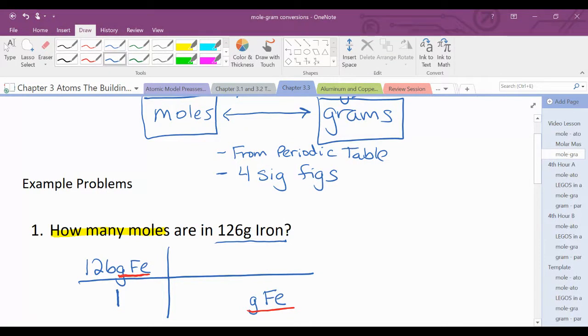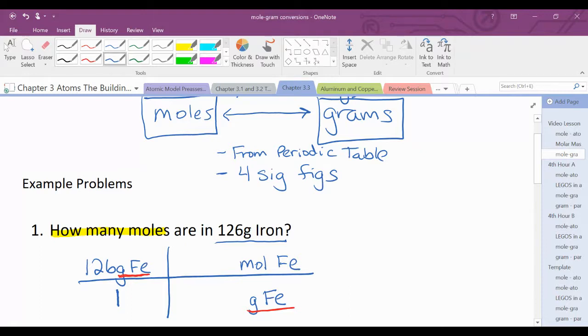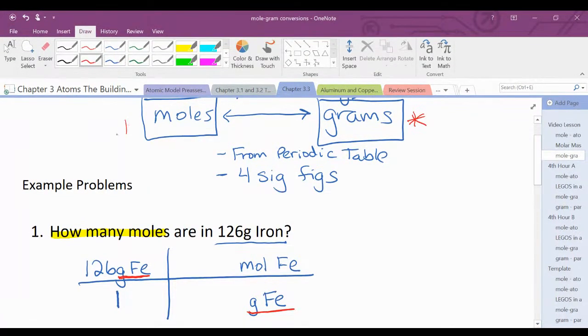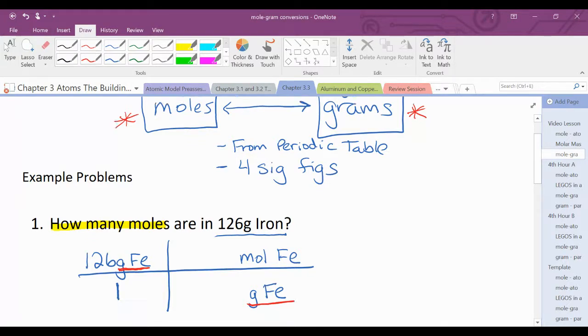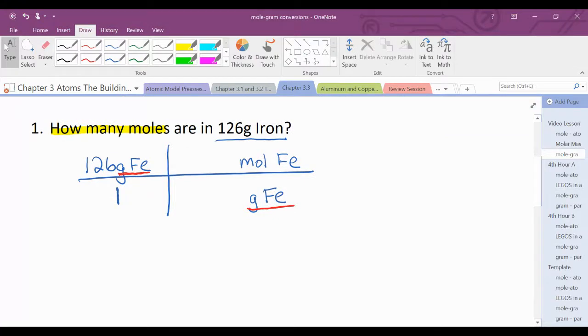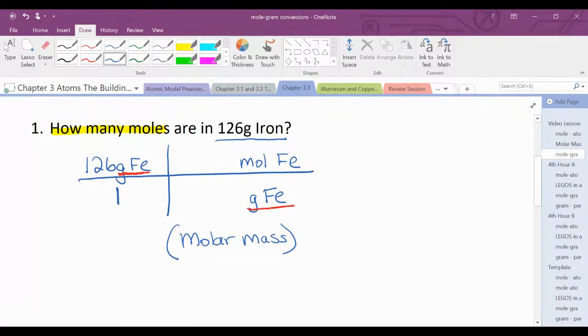I'm trying to find moles of iron, so those should go on the top of my conversion factor. And you can see in my flowchart at the top, I started with grams. I started here, and I'm going to go to here. The units I have are moles and grams. This is molar mass. I didn't put any numbers in. You just look at the units, moles and grams, and that tells you it's molar mass.